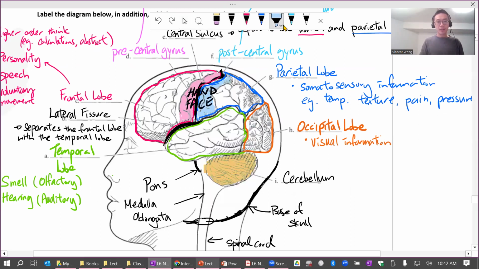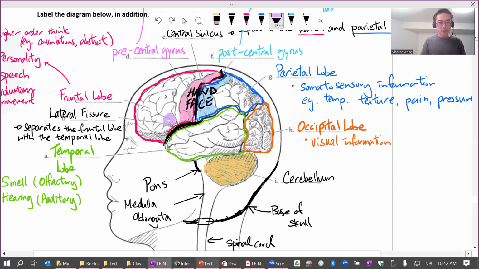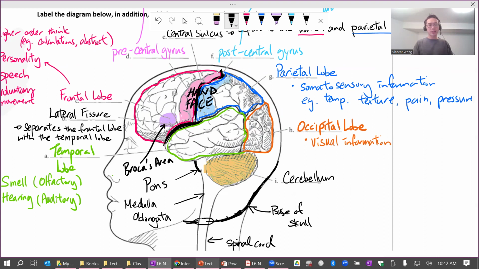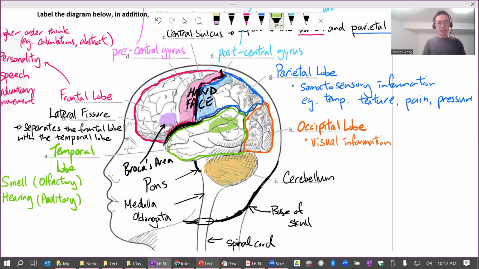We have the, right here, left side. That is the Broca's area, for articulate speech. And we have the Wernicke's area. Oops.